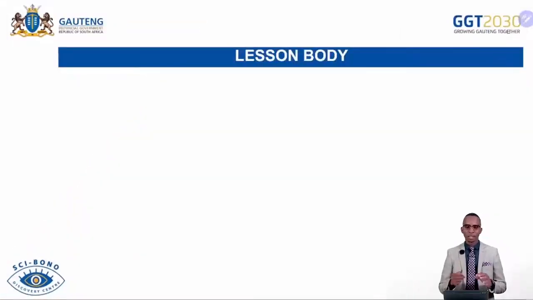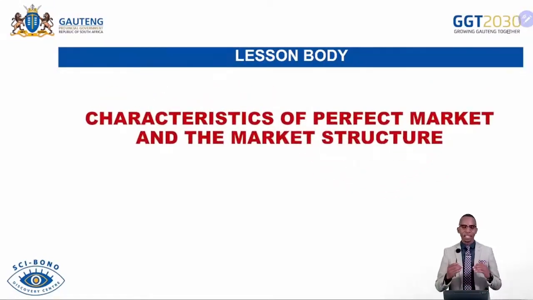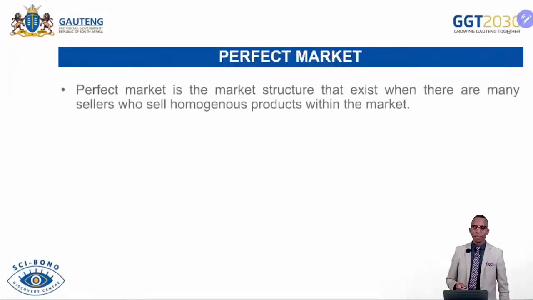And then this is the structure of our lesson. The characteristics of the perfect market and the market structure. This main first lesson is mainly focusing on the characteristics as well as the market structure. So let's go. The perfect market.